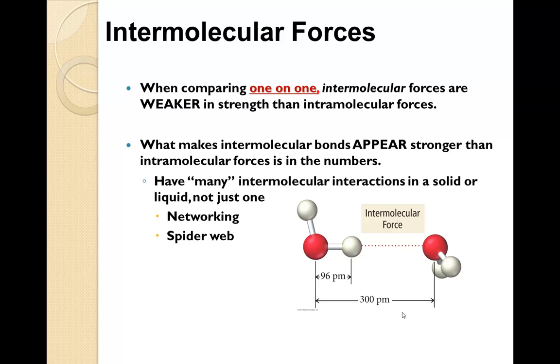When comparing one-on-one, the intermolecular forces are actually weaker in strength than the intramolecular. What makes intermolecular bonds appear stronger than the intramolecular is the quantity. The more intermolecular interactions there are, the stronger it is. And it's done by networking, kind of like a spider web. One strand of the spider web is really weak, but once you get several of them together to make a web, then it gets stronger.